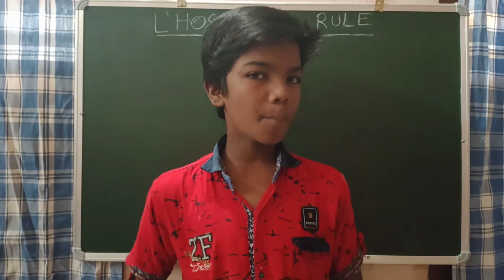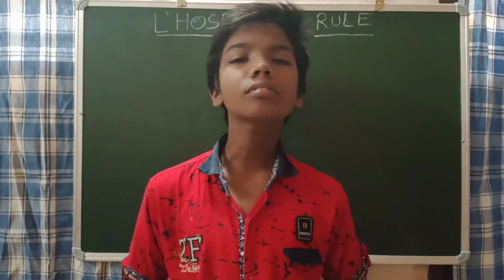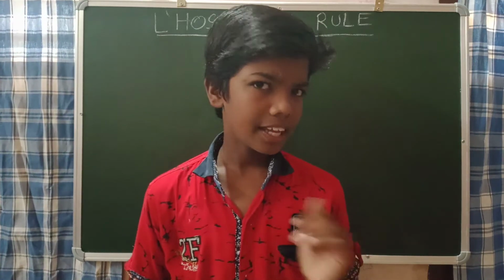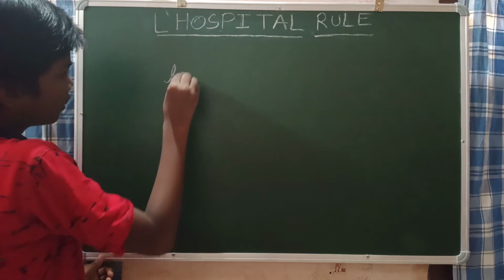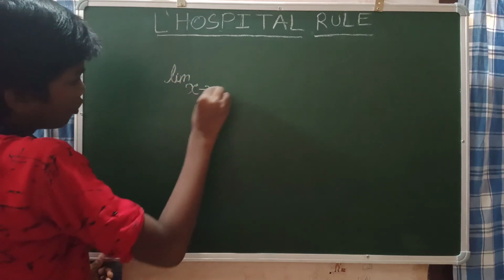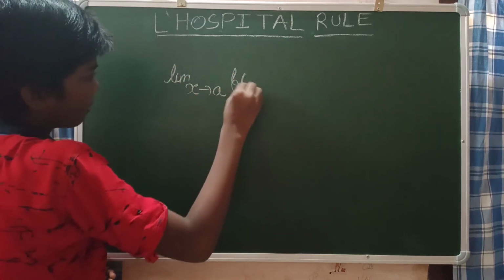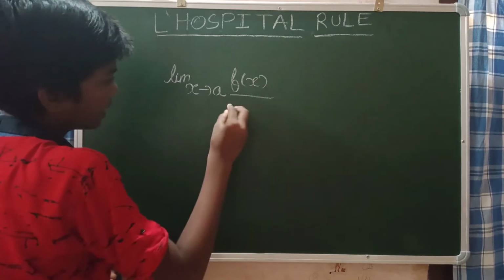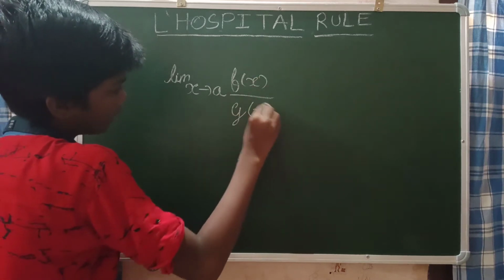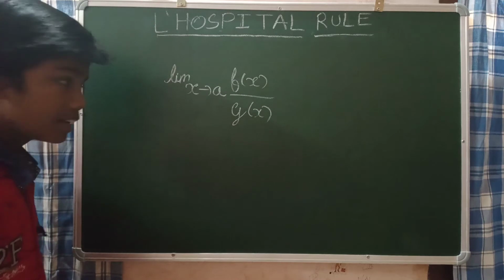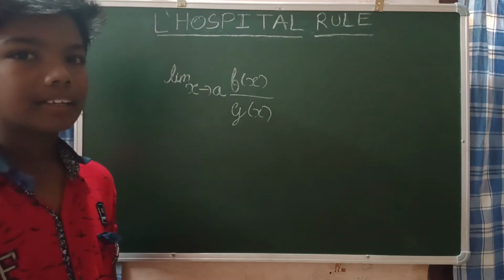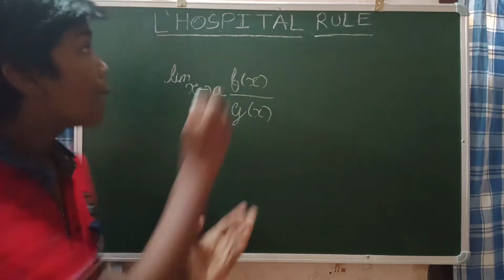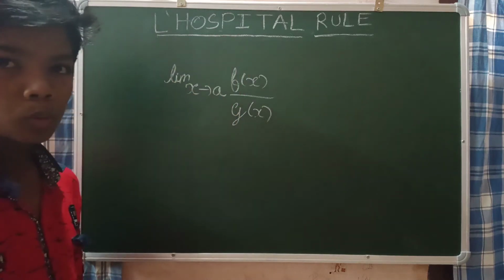Today we are going to see about L'Hospital rule. We apply this L'Hospital rule to the limits. That means if the limit of x tends to a of f of x divided by g of x, if the value of this limit is indeterminate, then we apply this L'Hospital rule.